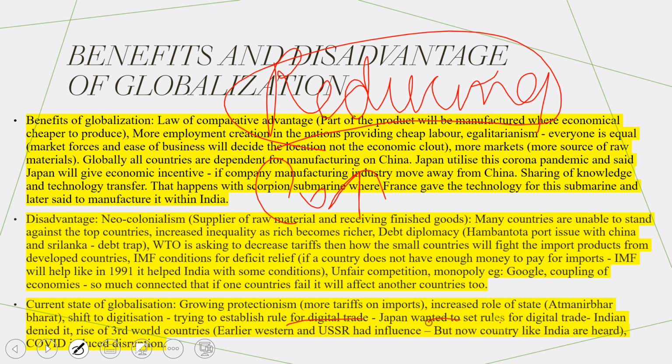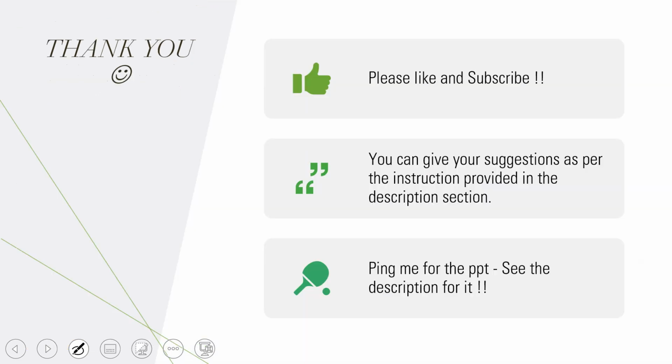Like Japan wanted to set rules for digital trade, India denied it, and there is the rise of third world countries. Earlier, the West and the USSR had influence, but now countries like India are also being heard, and the COVID situation had disrupted things. Earlier India was also not getting importance, but now due to digitization, we are all connected. Our PM is also visiting various nations. So all this politicization and digitization is helping India. Now countries like India are also being heard on the international platform. Okay, so that is something on the globalization lecture of the economy.